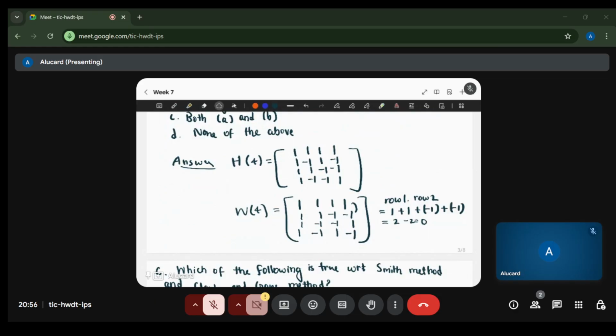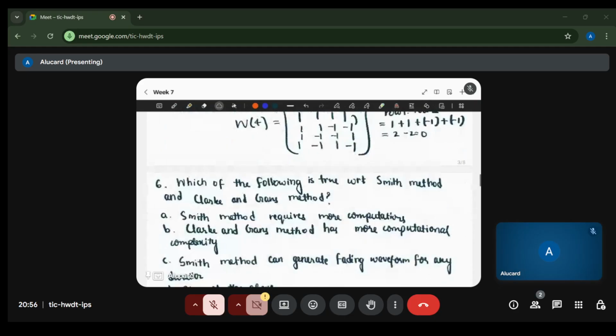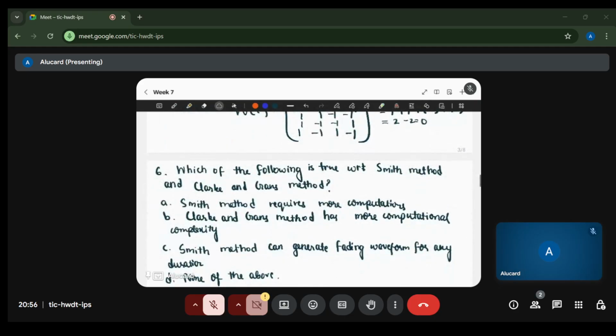Then question 6. Which of the following is true with respect to Smith method and Clark and Gann's method? Smith method requires more computations. Clark and Gann's method has more computational complexity. Smith method can generate fading waveform for any duration. None of the above.